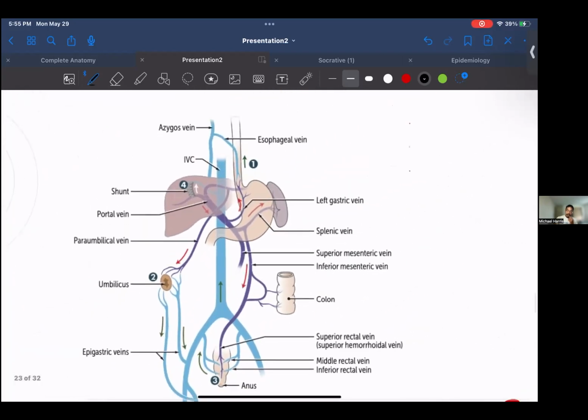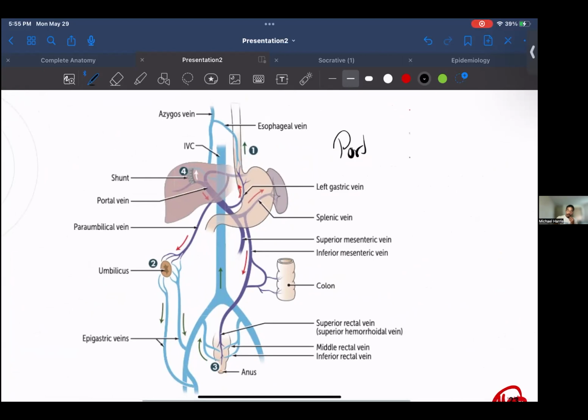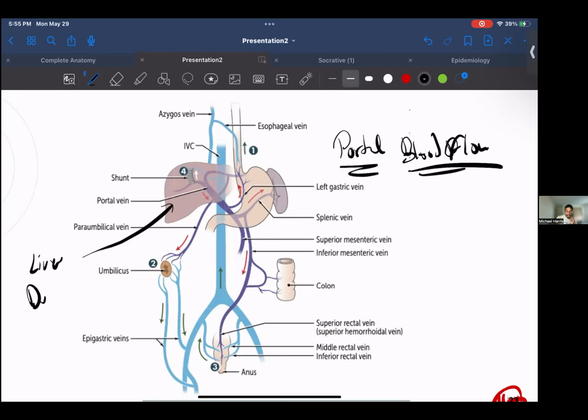Now, here, this is showing you the portal blood flow. In portal blood flow, this is draining the stomach, large intestines, portions of the rectum. This drains into the liver, where you detox. So essentially, everything you get through the GI system, through the stomach, the large intestines, first goes to the liver to be broken down and stored.